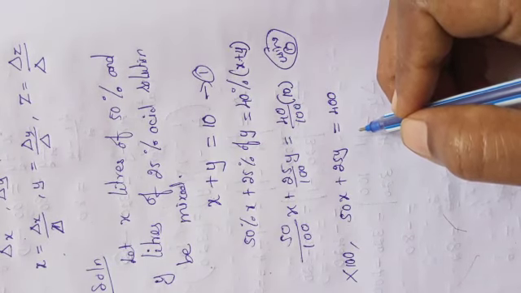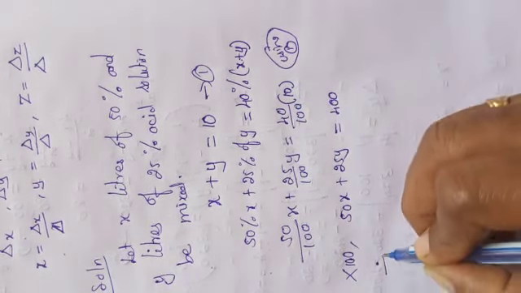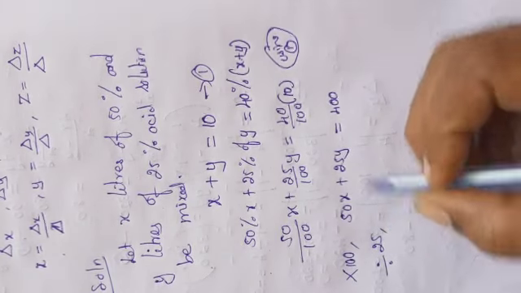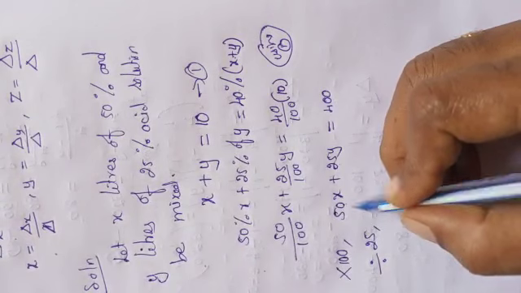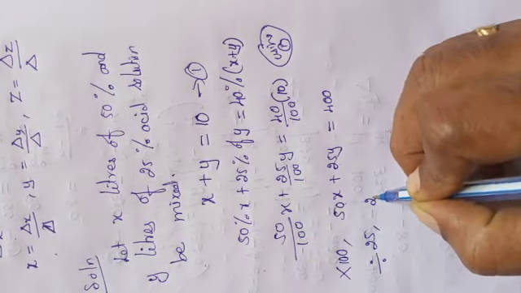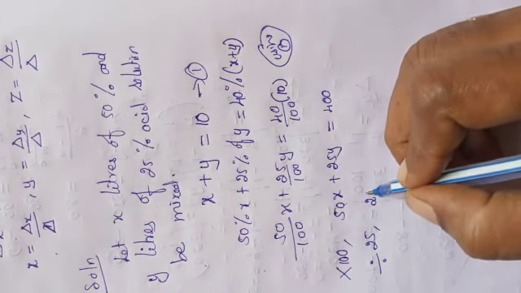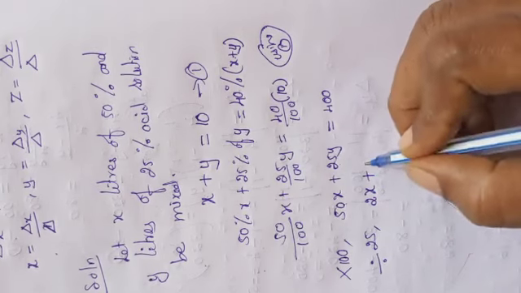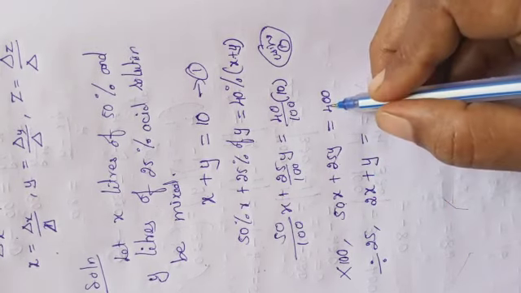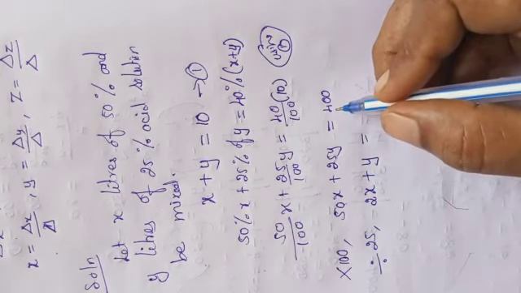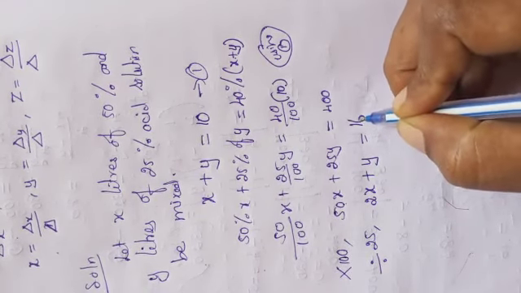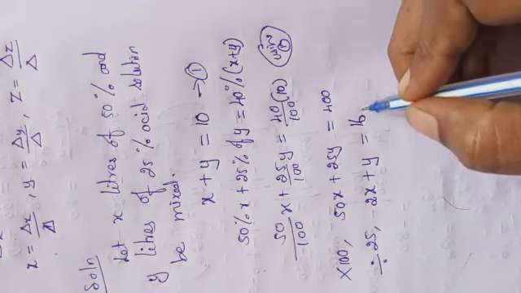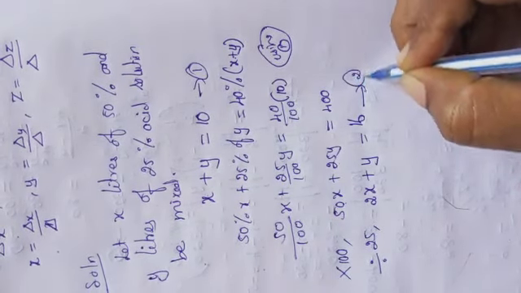We can even simplify it. Divide by 25 because each is divisible by 25. So 50 divided by 25 means 2, 25 divided by 25 is 1, and if you want, you can divide 400 by 25 and check it. We will be getting 16. So this is equation number 2.